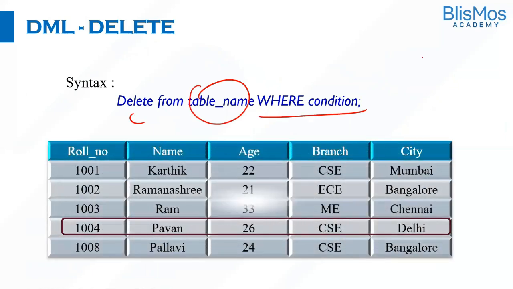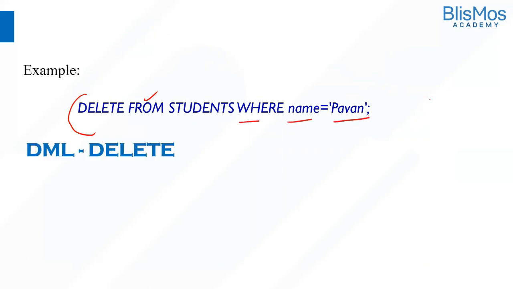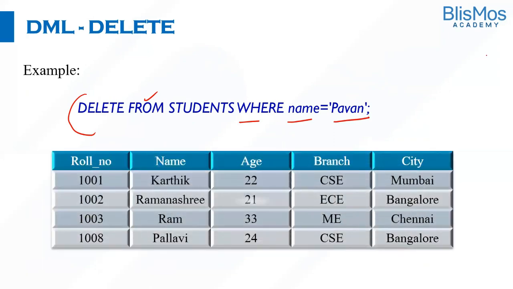In this case, if I want to delete a record with the name Pawan, maybe you are not liking Pawan, we can go ahead and delete this record by using this particular statement. I can say delete from, this is the name of the table, and I can specify where name is Pawan. After executing this command, it will delete the record having the name Pawan.